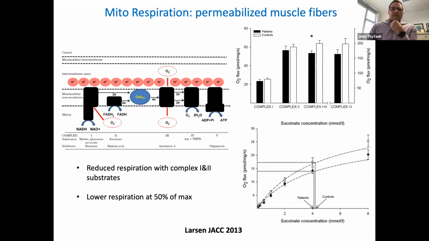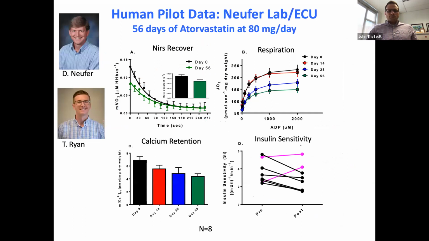Now, other groups had started to emerge with data showing that people on statins had lower mitochondrial function. Steen Larsen in the Copenhagen group, led by Flemming Dela, had shown in a cross-sectional study that complex 1 and complex 2 respiration was reduced in people on statins, about 50% lower respiration, about 50% of max.